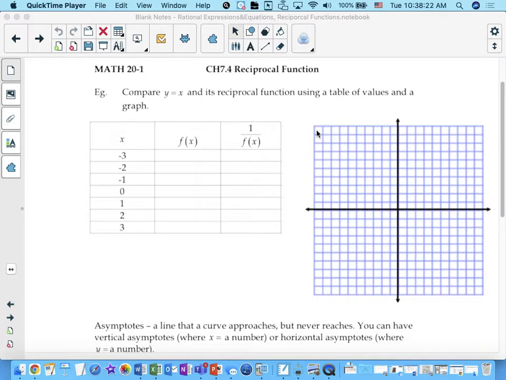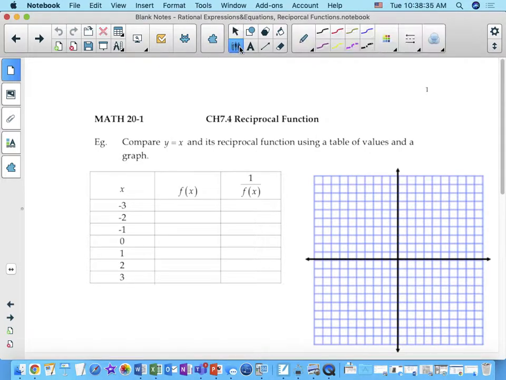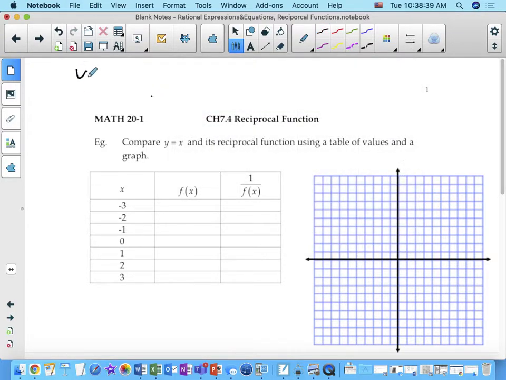Okay, so to get a sense of these reciprocal functions, as I just mentioned, when we look at something like y equals f of x and y equals 1 over f of x, these two functions are called reciprocal functions, okay?